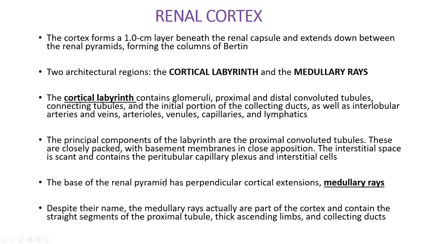And the base of the renal pyramid, as we have already said, has these perpendicular extensions going into the cortex, which are known as the medullary rays. These medullary rays, although they have the name of medullary rays, are actually part of the cortex and contain the straight segments of the proximal tubule, and most importantly, the thick ascending limbs of the loop of Henle, as well as the collecting ducts.